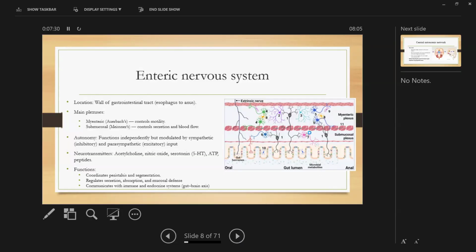Here you can see the myenteric plexus is named because it lies inside the muscle layer, and the submucosal plexus lies in the submucosal region. The myenteric plexus is mainly for motility, and the submucosal plexus is mainly for secretions and controlling blood flow.